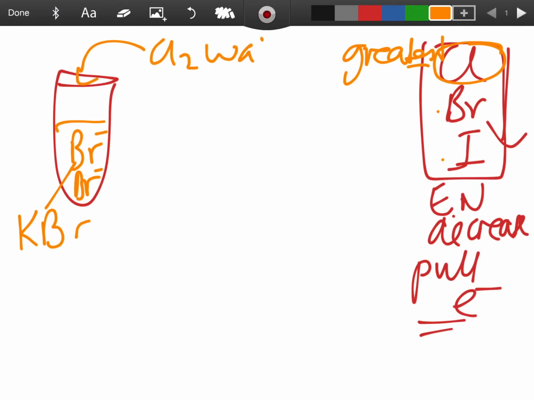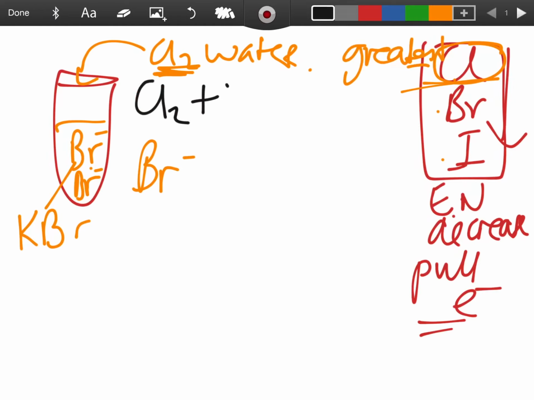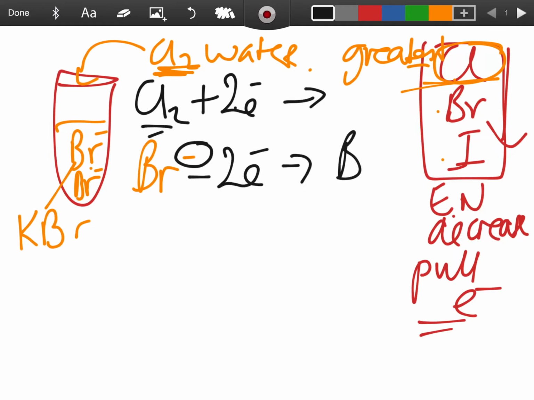So what they do is they put a solution of KBr into the test tube here. So you essentially have Br minus ions in that test tube. And then they pour in some chlorine water. Now, what will gain electrons? Br minus or chlorine? Chlorine. Chlorine is higher up, so chlorine is more electronegative. So the chlorine takes those electrons. The Cl2 takes 2 electrons from the bromide. Now if the chlorine is taking electrons, then the bromine is losing.